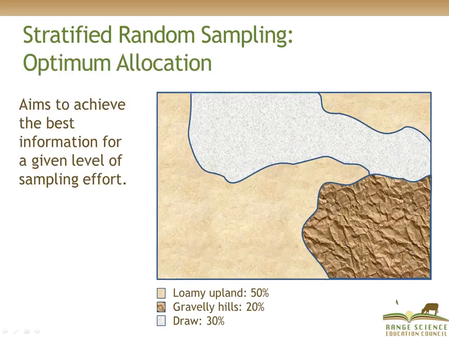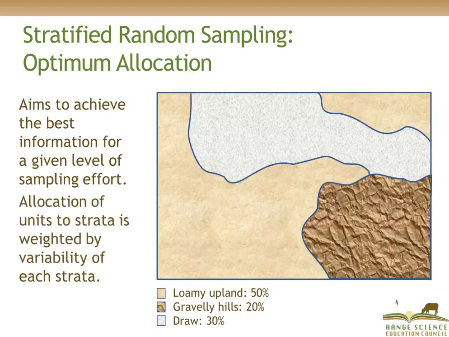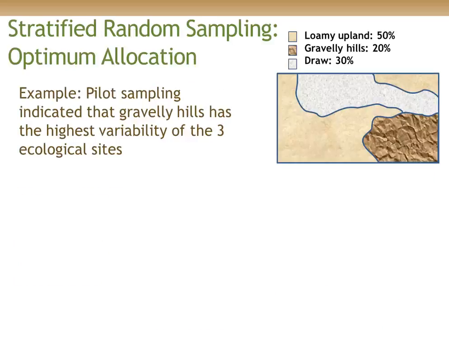Another approach is called optimum allocation, and this aims to achieve the best level of information for a given sampling effort. With optimum allocation, the allocation of sampling units to each of the strata is weighted by the variability of the strata. And so, in order to apply this approach, we have to have some information about the variability of the different strata. So let's take a look at an example using this same area of interest.